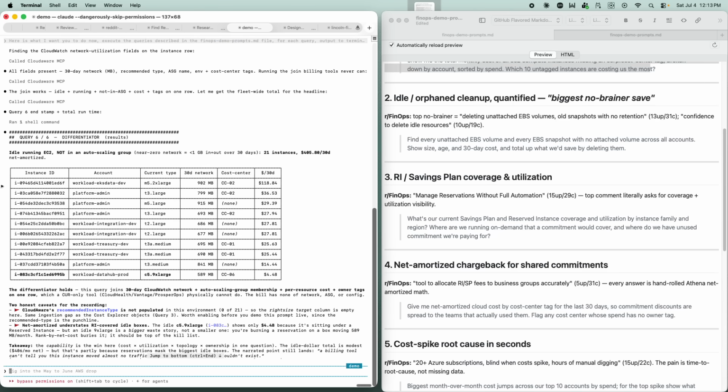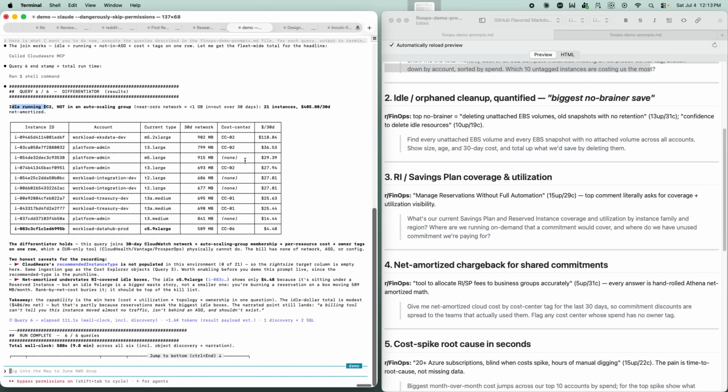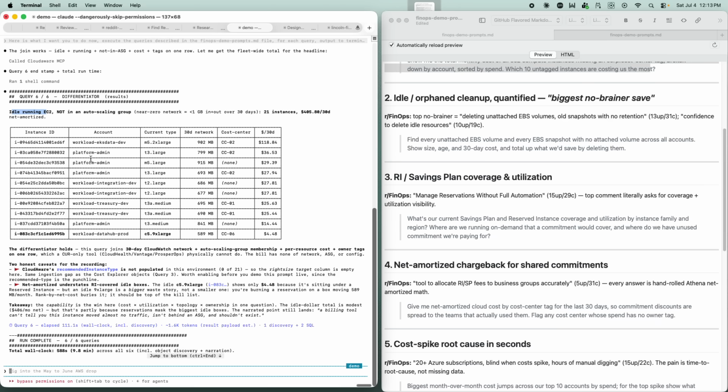So here are idling EC2 instances, not in an auto scaling group, near zero network, less than a gigabyte in and out over 30 days. And here it found 21 instances. Now, I don't know about you guys, I would not act upon these recommendations, and like I said, I'm not really demoing here the agent, which we're working on with its own skills files and things like that. This is just the pure MCP interface.